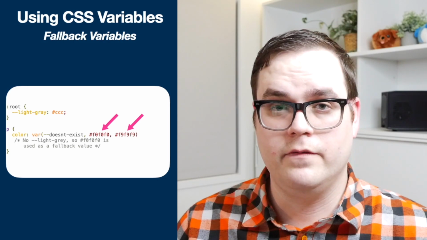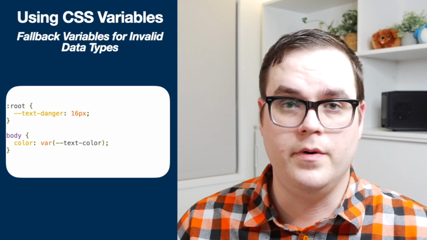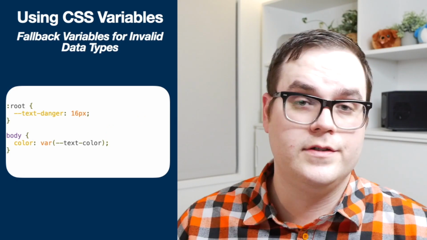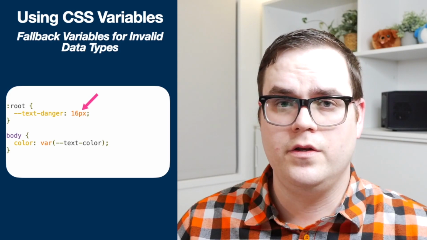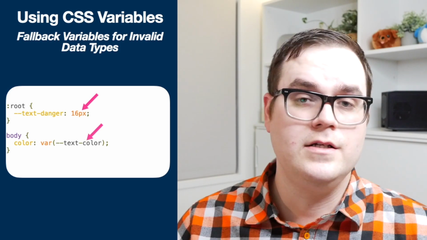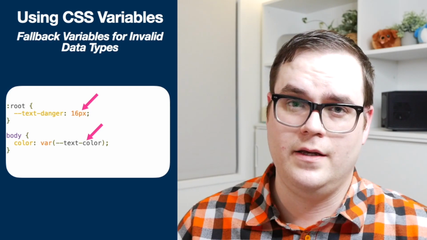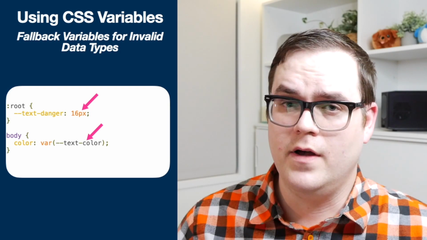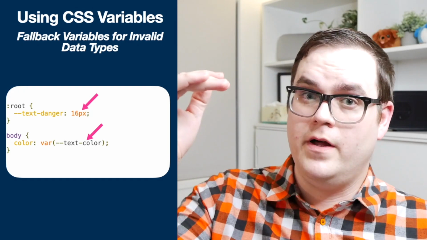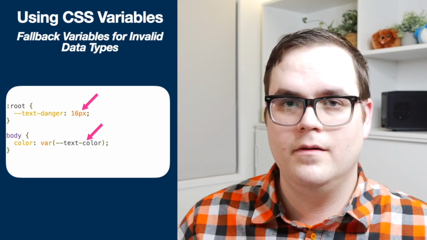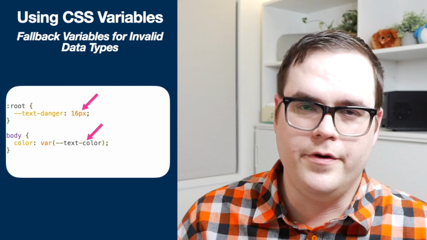Another reason why a fallback value could be used is if the value specified isn't valid for the property which we're using it for. For example, if we set up a variable like 16 pixels and then tried to use it as a color property, the browser would know it's not valid for a color property to be 16 pixels, obviously. And then instead of using that invalid value, it would check if it could inherit the value from a parent. If the parent value is valid, then it will use that. Otherwise, it'll just fall back to the default color, which is normally just black in most browsers.